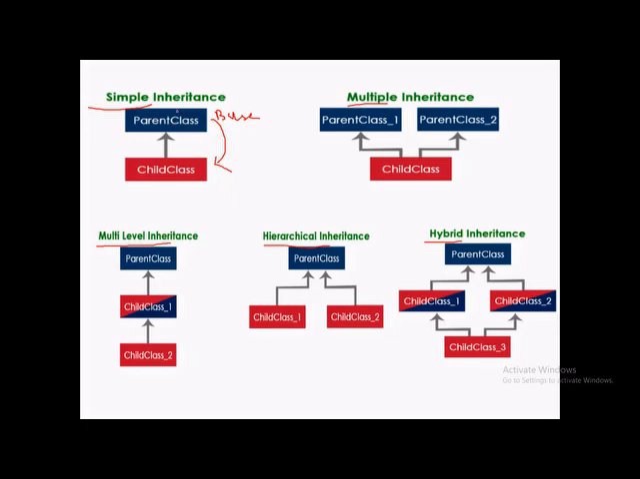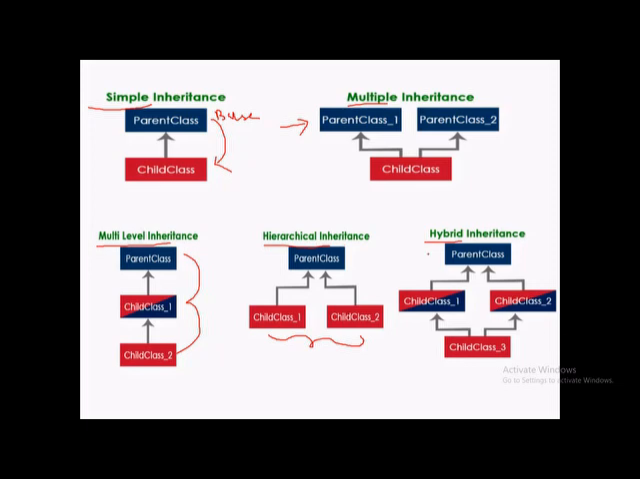Simple inheritance is when only one class is inherited to another class. The base class we call the parent class, and the class which inherited another class is the child class. Then what is multiple inheritance? If we have two parent classes and the two parent classes are inherited to a child class, we call it multiple inheritance. Then multi-level: if it is inherited in a hierarchical way, we call it multi-level inheritance. Hierarchical inheritance is when two or more child classes inherit a single parent class or base class.